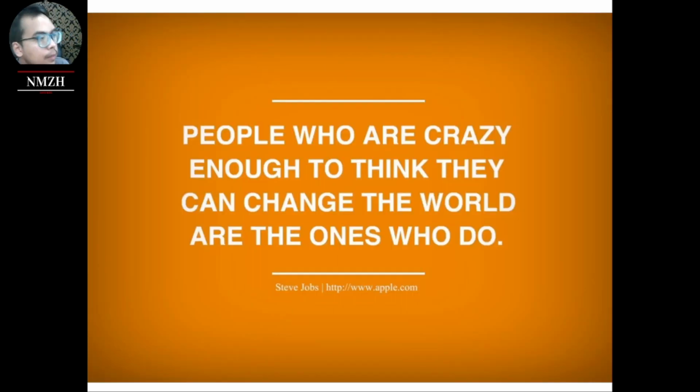Now, these words came from the founder of Apple: people who are crazy enough to think they can change the world are the ones who do it. He said this quote, I think, during the time he was joining Apple.